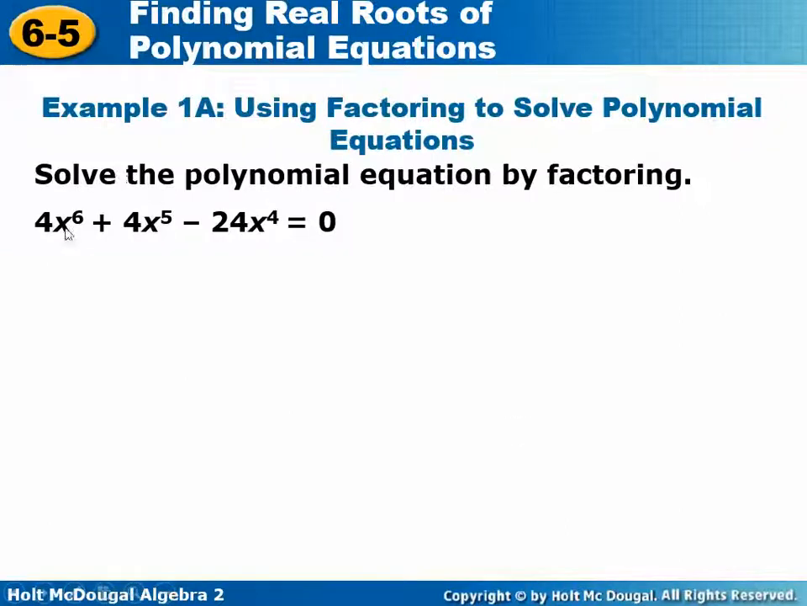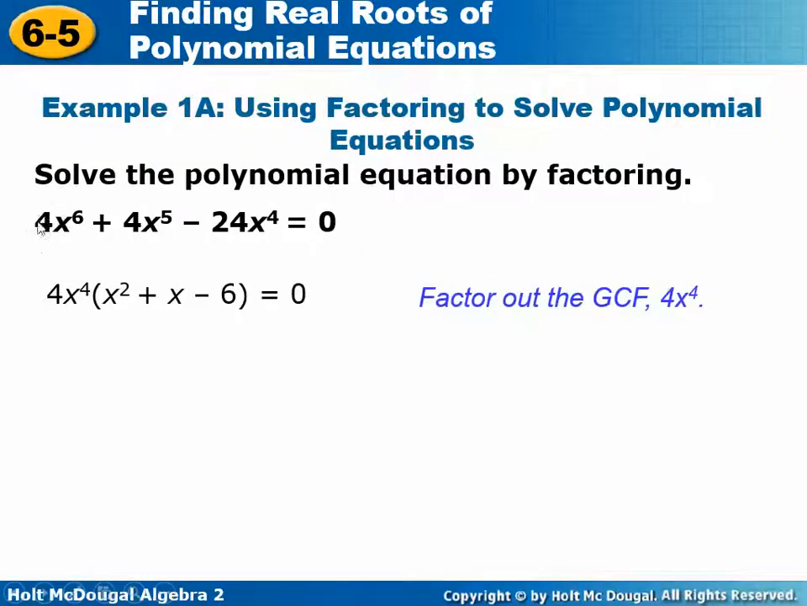So this one, we have this equation 4x to the 6th plus 4x to the 5th minus 24x to the 4th equals 0. And we want to solve it by factoring. So the first thing is always to see if there's a greatest common factor. And in this case there is, and there's a 4 in every one of these terms, and everyone also has an x to the 4th. So if I was doing this problem myself, I would figure out what the greatest common factor was, and then I would divide every term by that. When I factor out, that really means that I have to divide everything by 4x to the 4th.